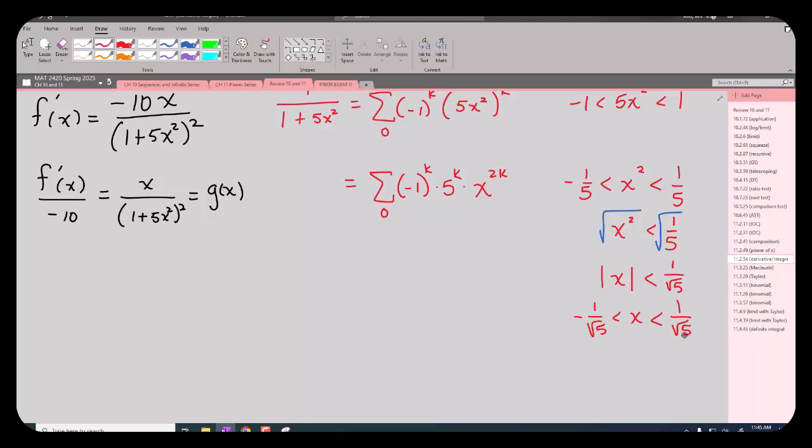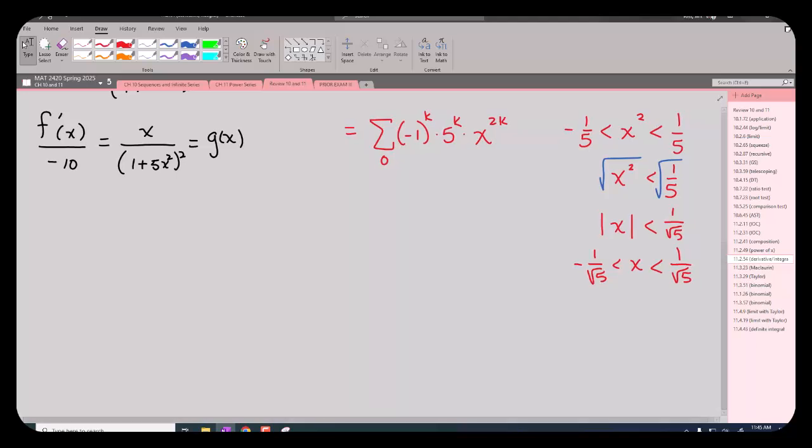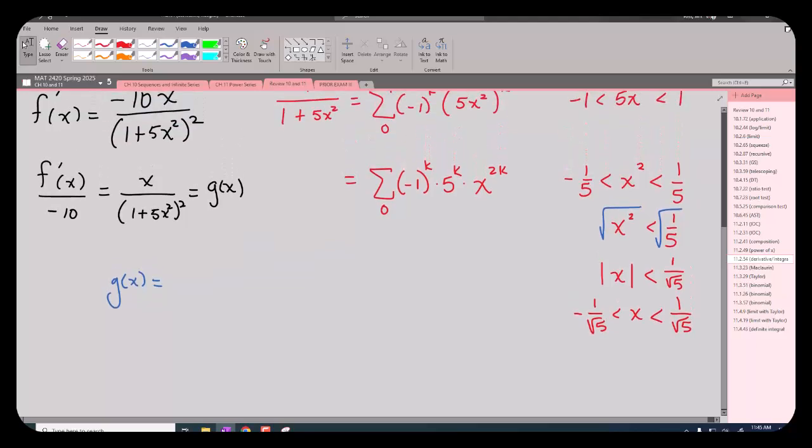Okay, so now the function g, we need f prime. So let's come over here and find f prime. So f prime of x, negative 1 to the k, that's a constant. 5 to the k, that's a constant. When you take a derivative, constants just drift.